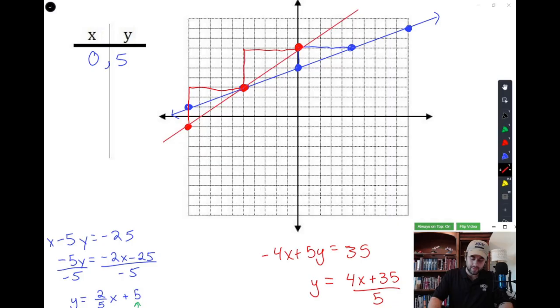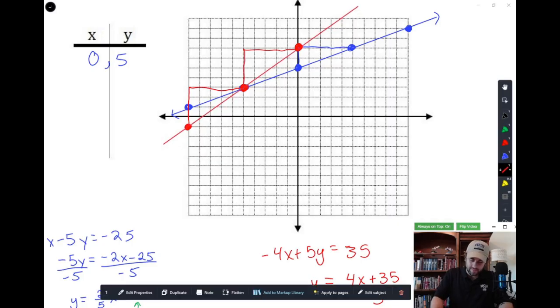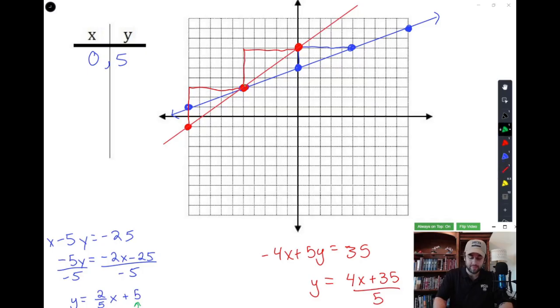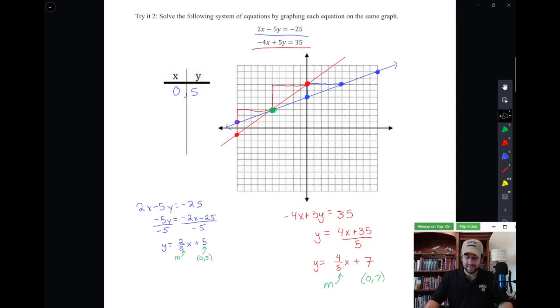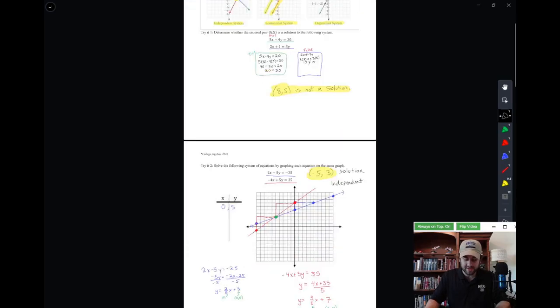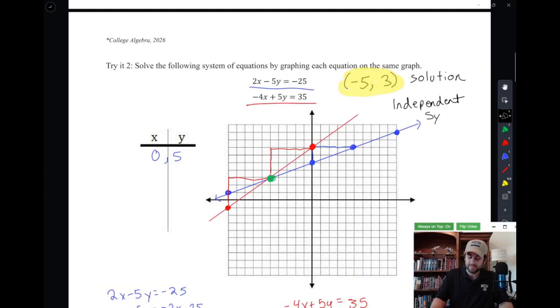And you can probably see already where these intersected if you looked at the point that was in common, that green point right there. So it looks like these two lines intersected at (-5, 3). And so that's your solution, or your place where they intersect, which means these two were independent. What do they call them? Not lines. Independent system. It was an independent system with a solution of (-5, 3).